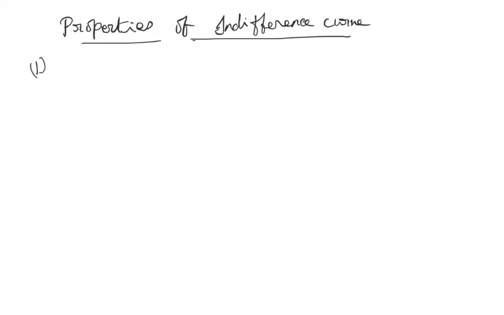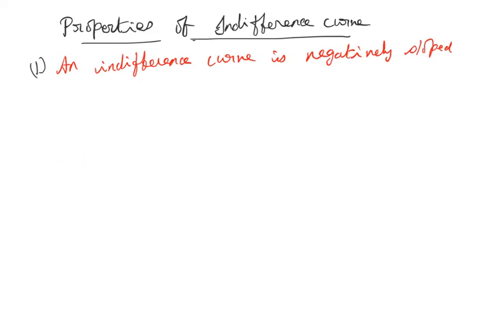So the first property of indifference curve is, an indifference curve is negatively sloped towards down. So this is the first property. Just now we have seen, this is a negatively sloped.